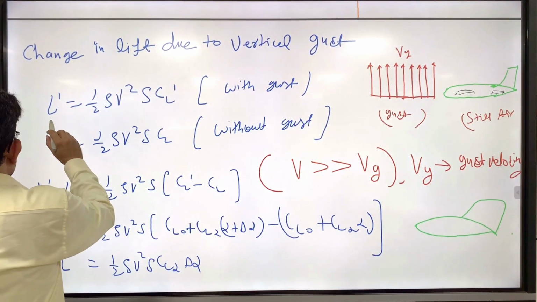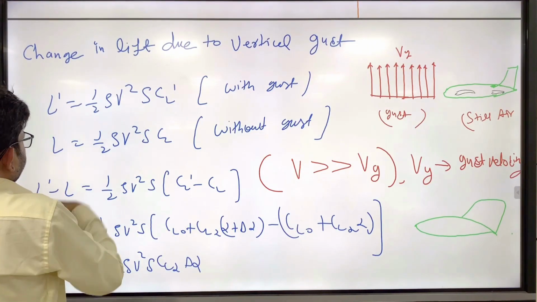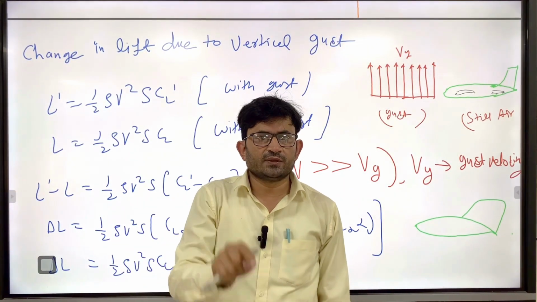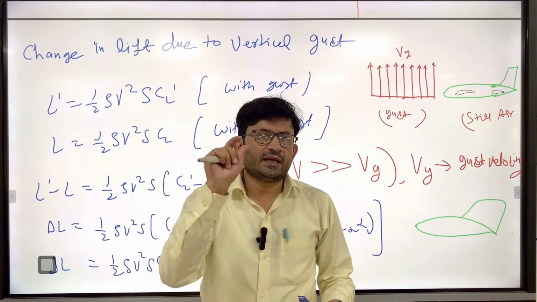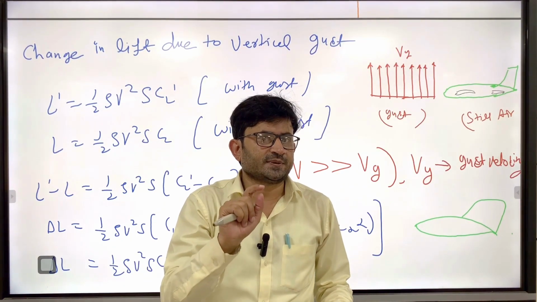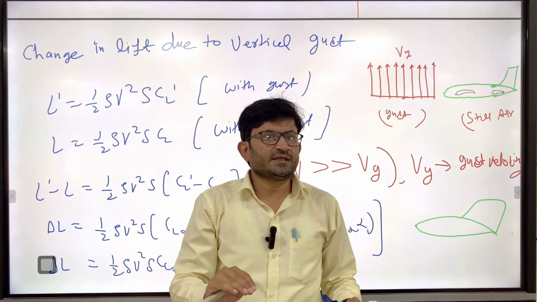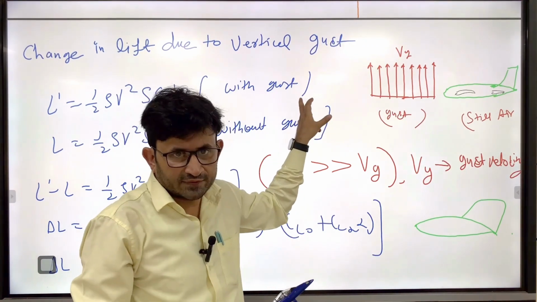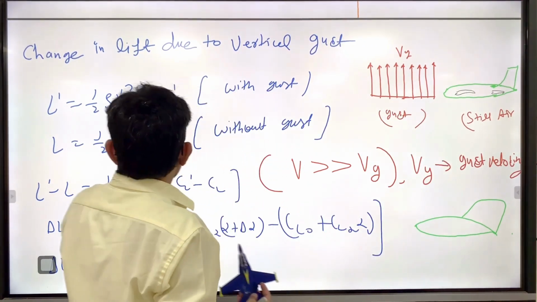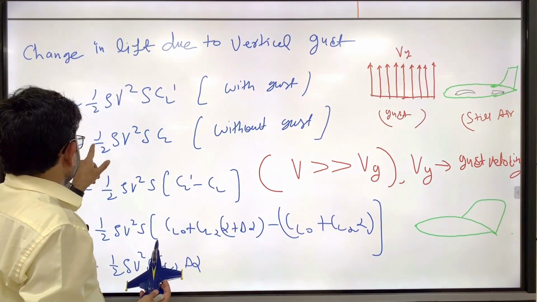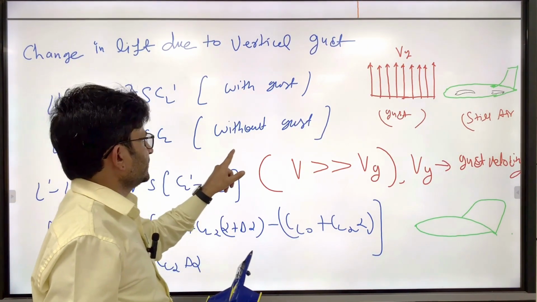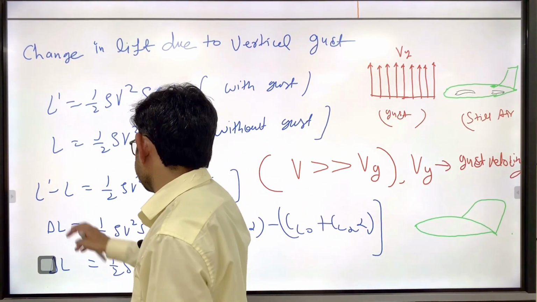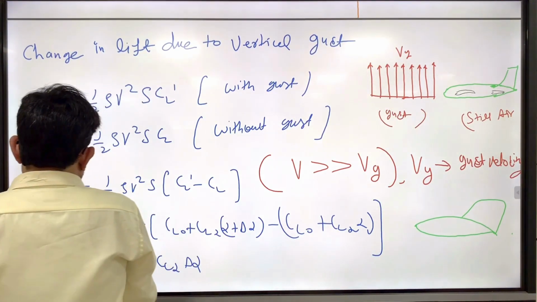Okay, so you can write lift after the gust as half rho V square S into CL dash. That means you are assuming that with the gust only the angle of attack changes, not the speed, because speed is a slow variable. It takes time to change, and this is an angle, it can change very fast. So if this assumption is fair, without the gust, lift is half rho V square S into CL. So how will you find the change in lift? You subtract: L dash minus L.